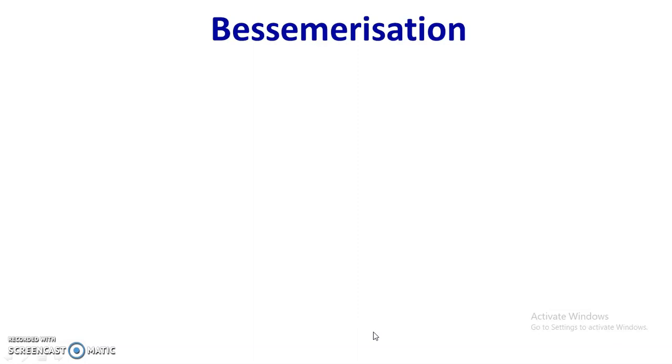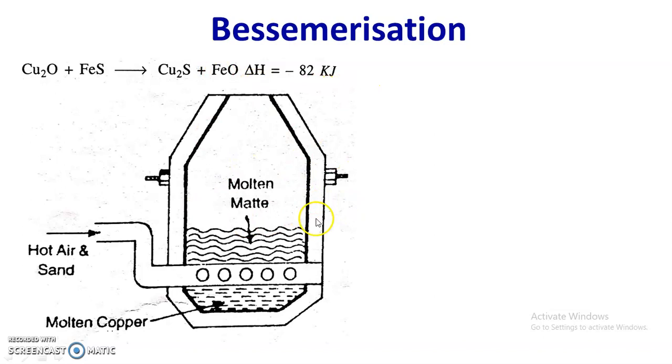At the same time, whatever copper oxide is there reacts with ferrous sulfide, and there is a formation of cuprous sulfide and ferrous oxide by this reaction. Whatever unreacted cuprous oxide is there reacts with ferrous sulfide, and there is a formation of cuprous sulfide, that is white matte, or copper matte, or white metal, and ferrous oxide. This reaction is exothermic. So this is the Bessemer converter.